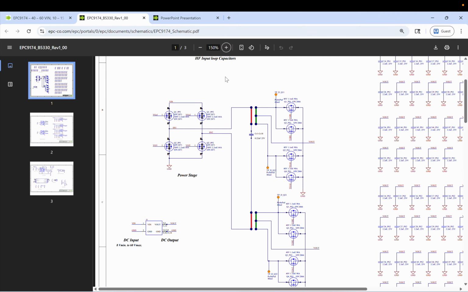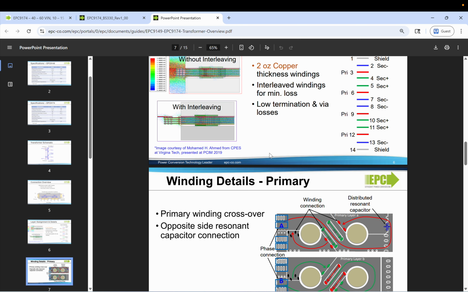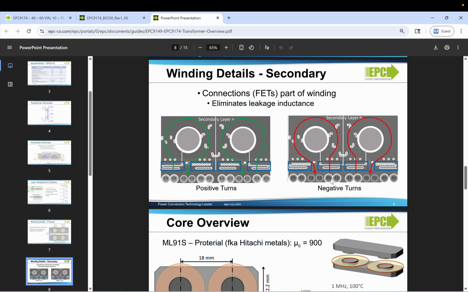In the presentation they have marked this as the positive turn because it's going from the ground side to the V out. They have written this one wrong. This should be positive and this one should be negative turns.